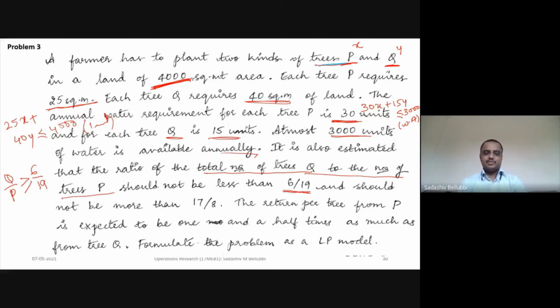So Q by P, so the number of Q type of trees to the number of P type of trees should be greater than or equal to 6/19. Greater than or equal to, because it should not be less than 6/19. That's why it should be Q by P. We know that for Q we have taken Y as the decision variable, and for P we have taken X.